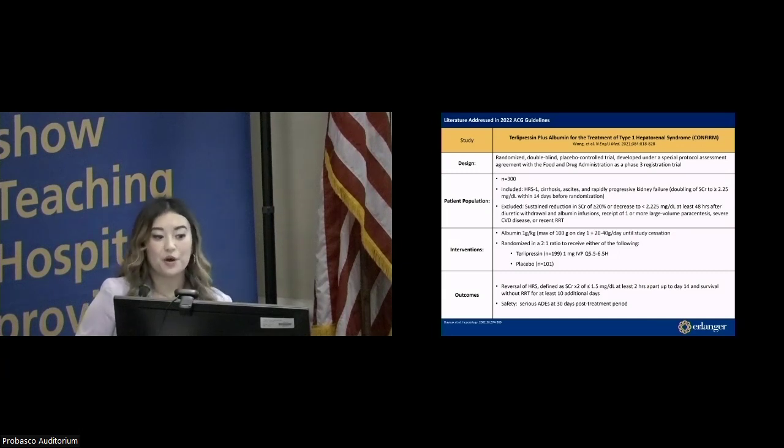Patients, again, were appropriately given albumin for the albumin challenge and then randomized in a 2-to-1 ratio, receiving either terlipressin or placebo. And the primary outcome, again, was reversal of HRS, which also added survival without renal replacement therapy for at least 10 days after completion of terlipressin.